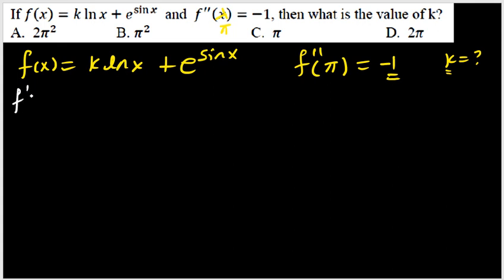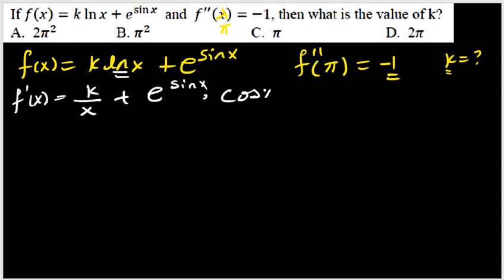First derivative of f, k times ln x, derivative will be k over x. Ln x derivative is 1 over x, so plus e the power of sin x derivative will be e the power of sin x times the sin x derivative, which is cos x. This is the first derivative.